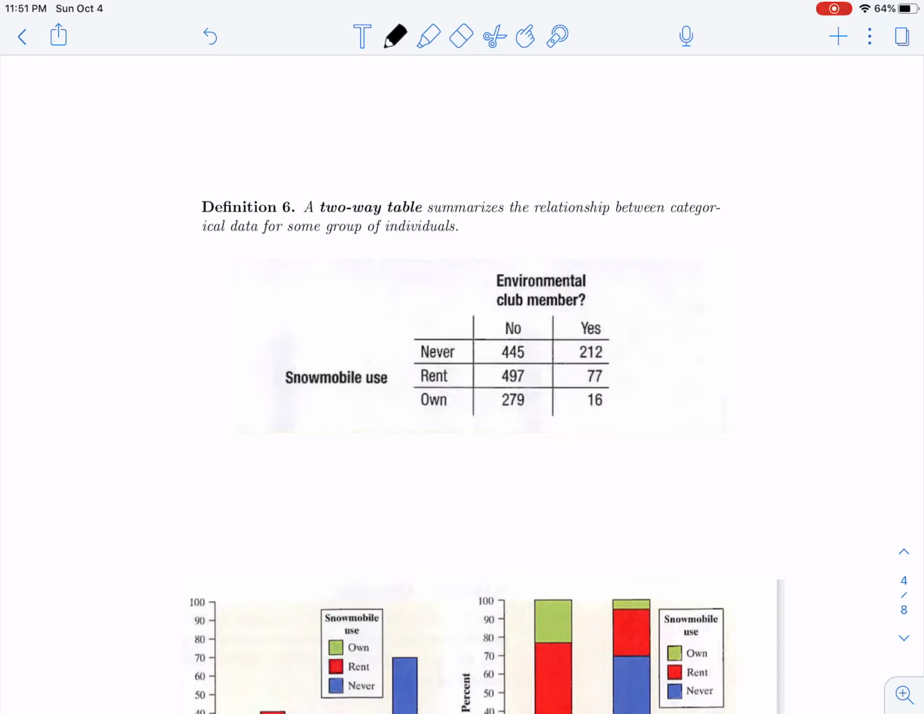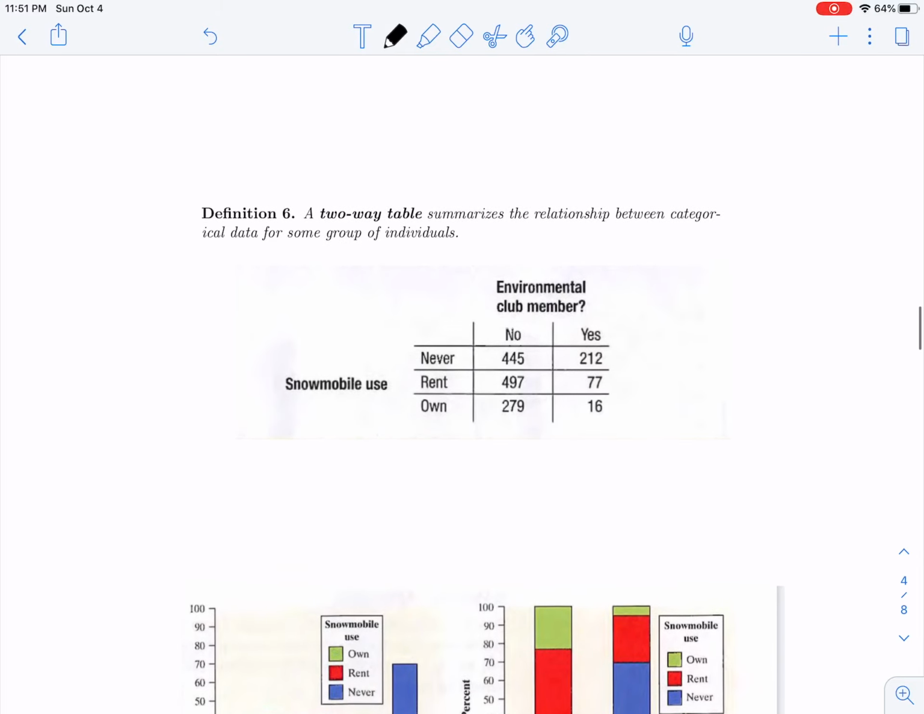Next thing we have to talk about is a two-way table. It allows us to compare different ways of categorizing people. So for instance, here we have a table which describes whether or not someone's a member of a club and whether or not they use a snowmobile. We can compare the two answers to these questions using this two-way table.